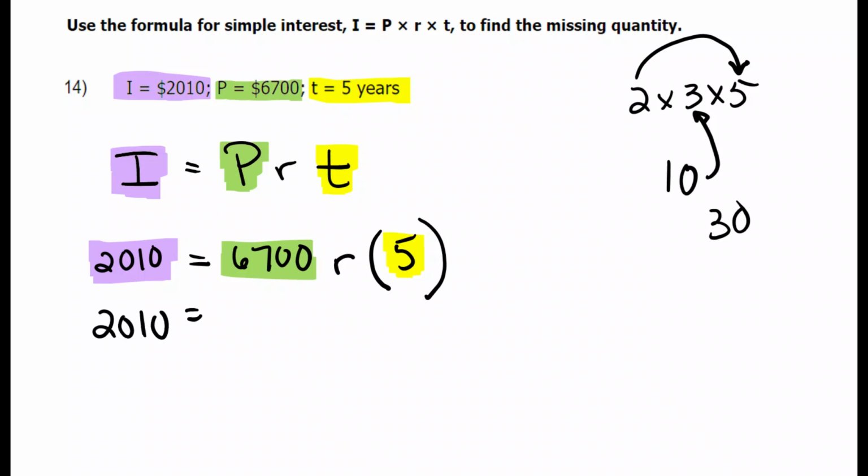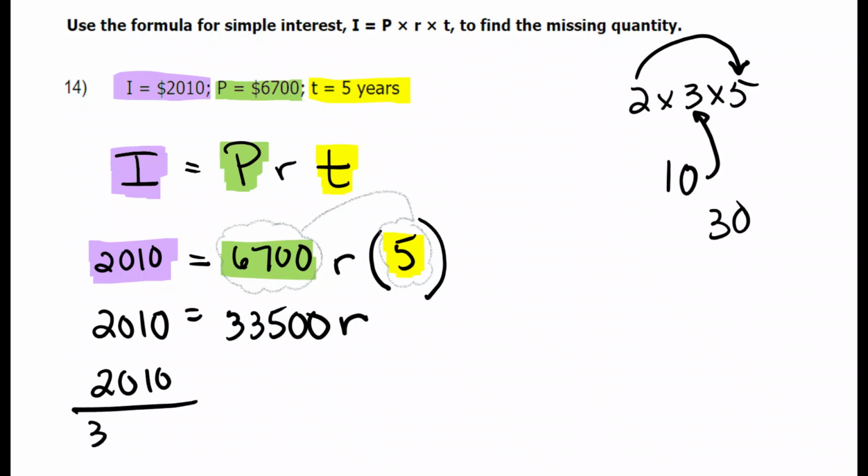So what I'm going to do is, since I can't multiply times the R, I'm going to go ahead and multiply. I'm going to take this 6,700 and multiply it times the 5. And when I do that, I get 33,500, and that's still multiplied times R. And then I can use that little trick that if two numbers are multiplied together and they give you an answer, you can take that answer, divide it by one of the two numbers, and it'll give you the other one.